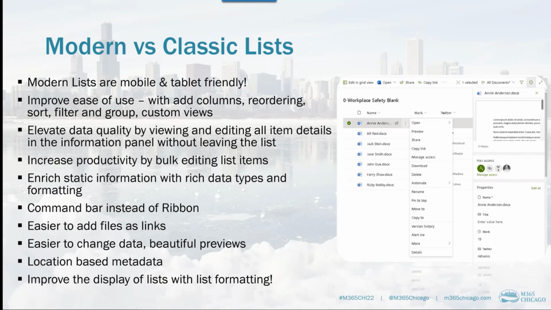Now, what's different? You have a responsive quick launch for tablets and mobile phones. Obviously, the ribbon is replaced by the command bar. You now have a filter icon. You have an info icon. And it uses Microsoft Search anytime you want to search within the library or list.